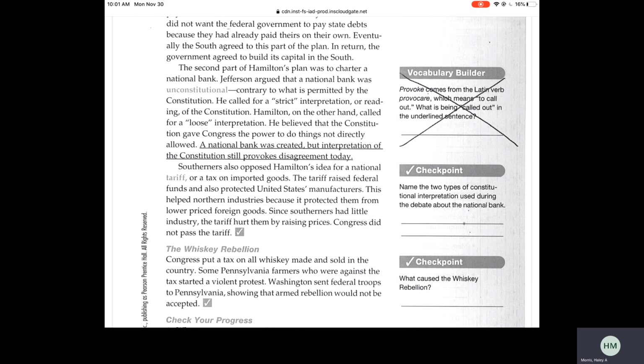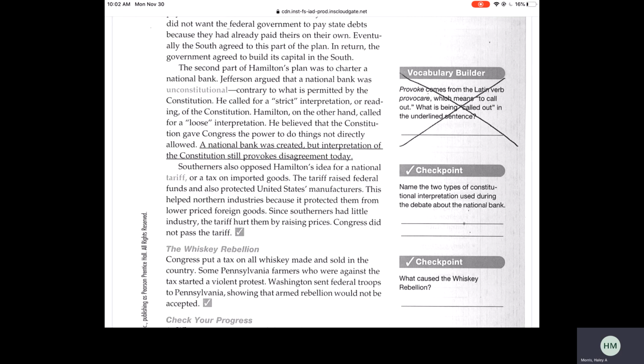Southerners also opposed Hamilton's idea for a national tariff, or a tax on imported goods. The tariff raised federal funds and also protected United States manufacturers. This helped northern industries because it protected them from lower-priced foreign goods. Since Southerners had little industry, the tariff hurt them by raising prices. Congress did not pass the tariff.